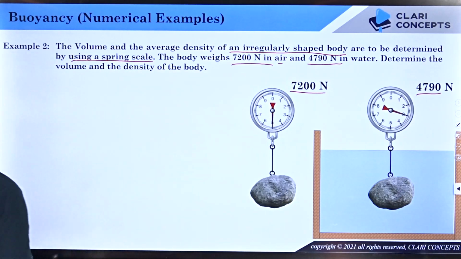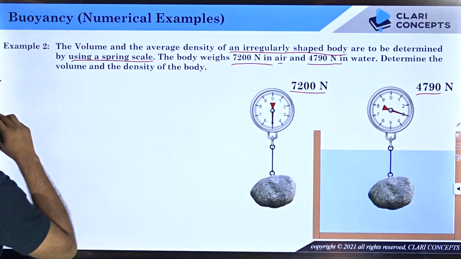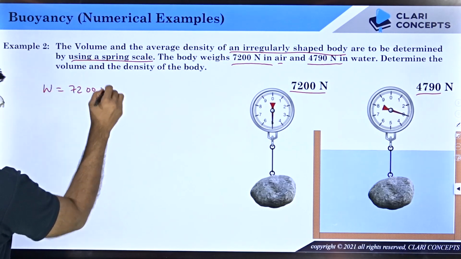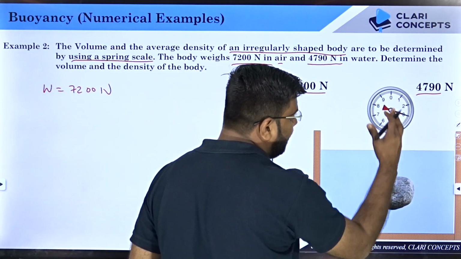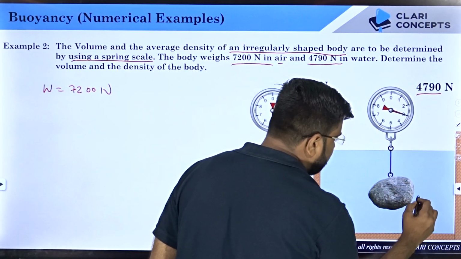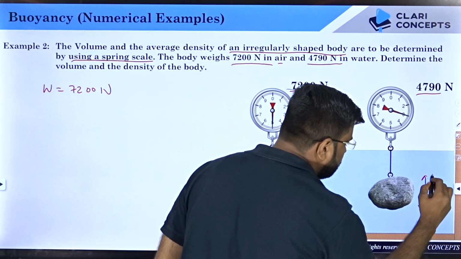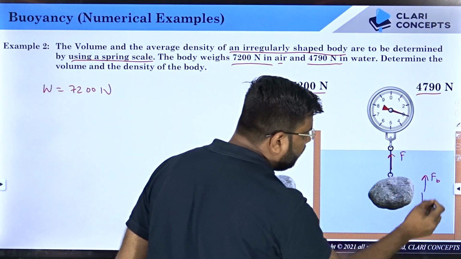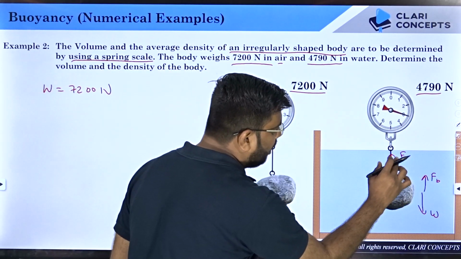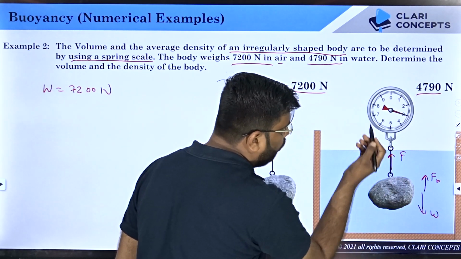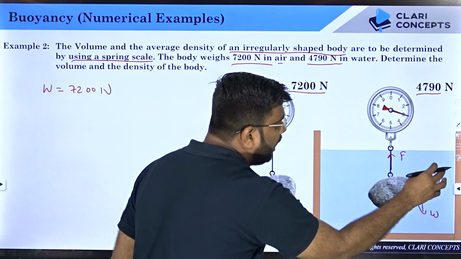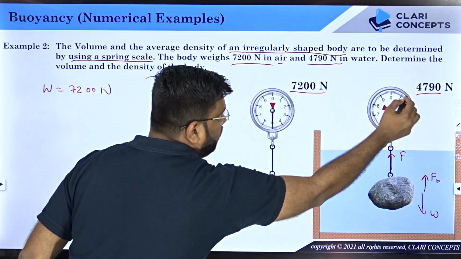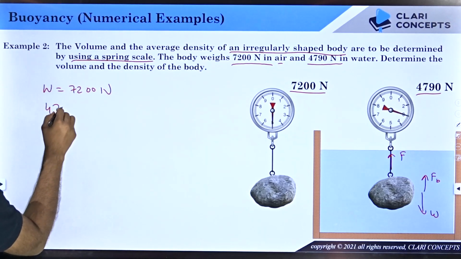When it is in air, it is the actual weight of the body. So the weight of the body is equal to 7,200 newtons. When it is in water, the spring balance is measuring a force: weight is downward, buoyancy force is upward, and the tension force on the spring is F. So the spring balance is measuring F, because F plus FB equals W. Whatever force the spring balance measures is weight minus buoyancy force. So this 4,790 is the force.